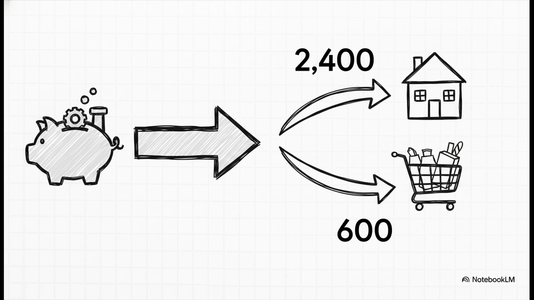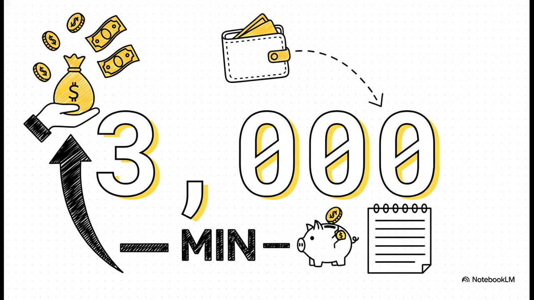Let's say the owner uses the company's money to pay their personal rent, which is 2,400 dinar, and then another 600 dinar for household expenses. So that's a total withdrawal of 3,000 dinar. Now the business is down by that amount, and you have to account for it. The key thing here is that money didn't just vanish into thin air. It was withdrawn by the owner.